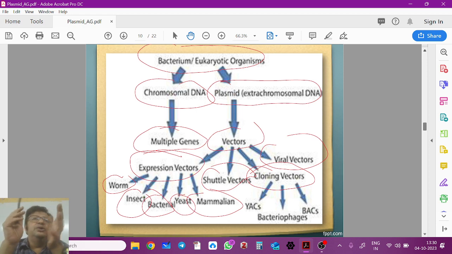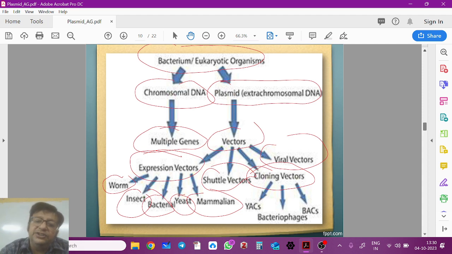Shuttle vectors can be used in two types of organisms, in yeast and bacteria, for example. Cloning vectors are used for cloning an insert inside, so they have to have an MCS, multiple cloning site. And viral vectors are viral. When inside a bacteria, it becomes circular. They are called shuttle vectors because you can shuttle from one organism to another. It works here, and it also works here.